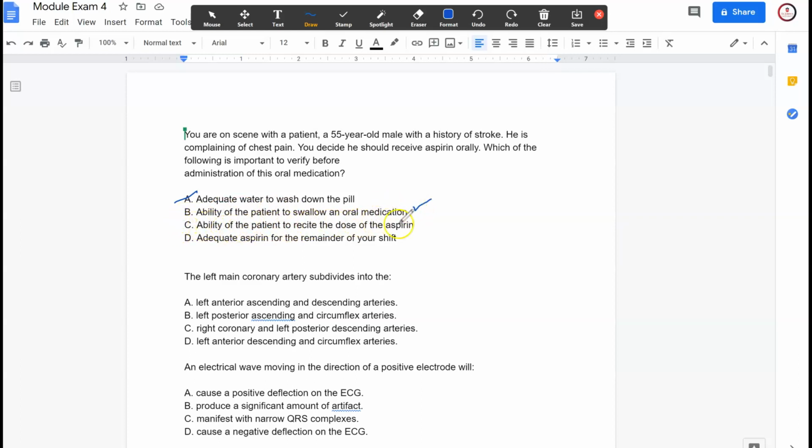Ability of the patient to recite the dose of the aspirin. We are taking exam questions for this patient. Adequate aspirin for the remainder of your shift. That's when you go out of service and go get more. So, ability of the patient to swallow oral medication.